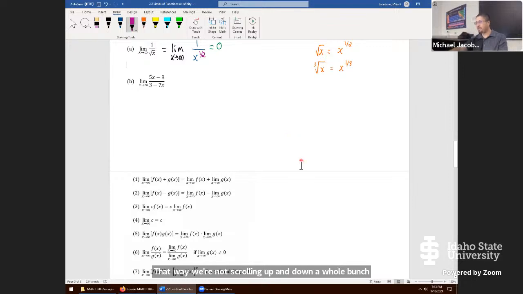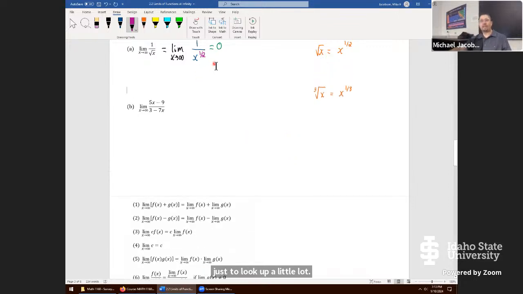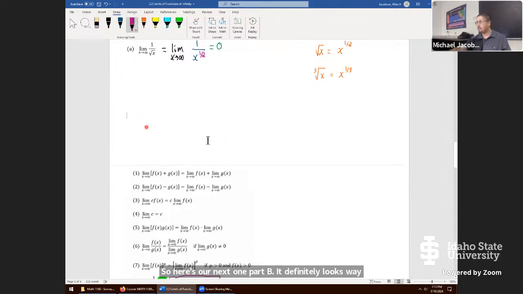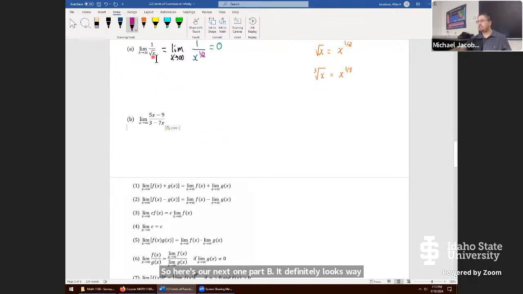So here's our next one, part B. And it definitely looks way worse, right? Let me try to keep those there. Part A just had one thing we had to work out, and now we're dealing with an entire rational function. Now, if you know information about rational functions, you might be able to solve this problem in one step exactly.